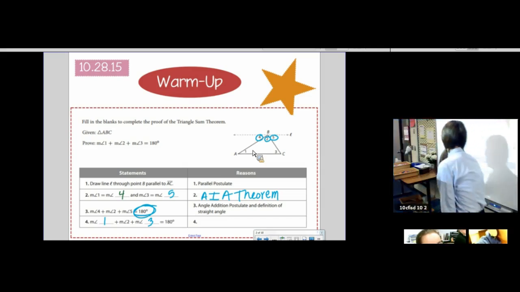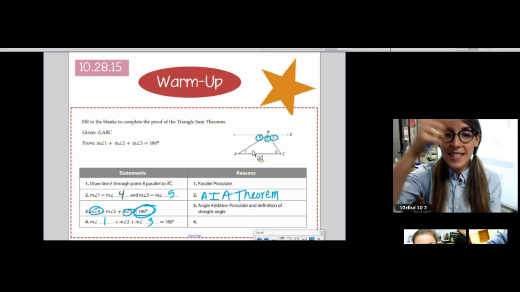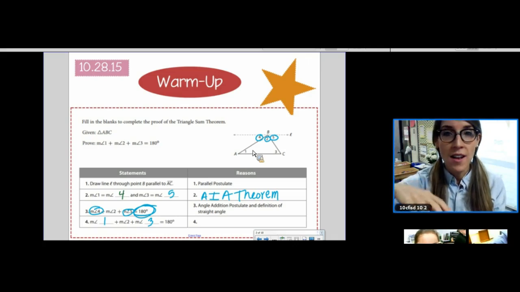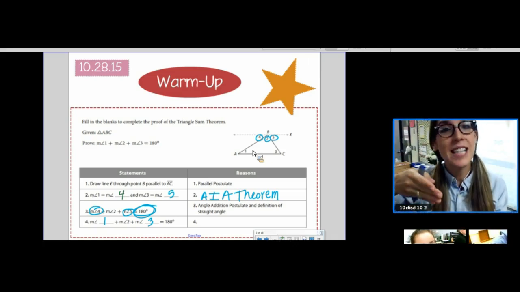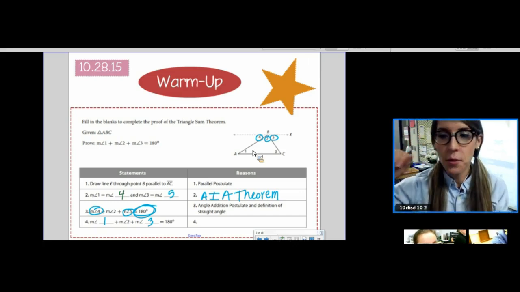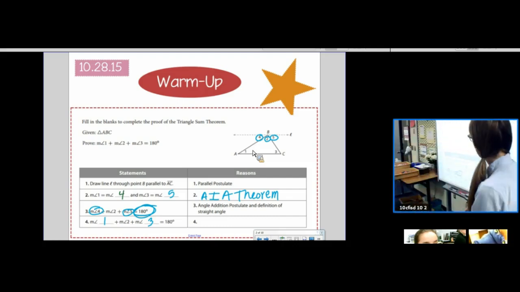We took this number out and we took this number out, and we substituted something in for it, right? Angle 4 equals angle 1. So we can remove angle 4 and we can substitute angle 1 in. Okay? Angle 5 equals angle 3, so we can take out angle 5 and we can substitute angle 3. So the reason here is just substitution.